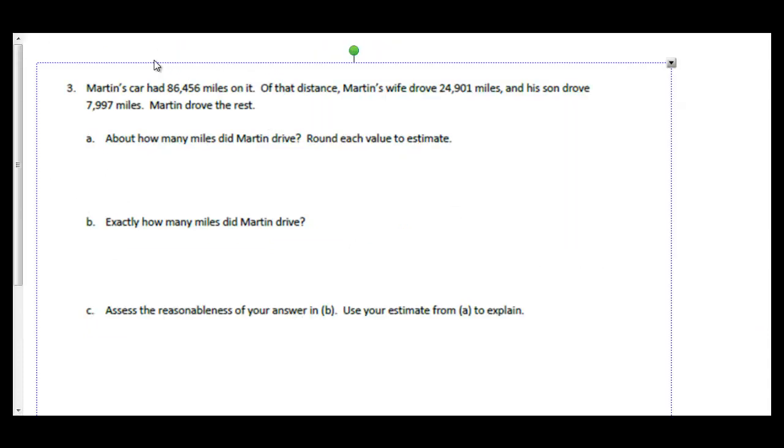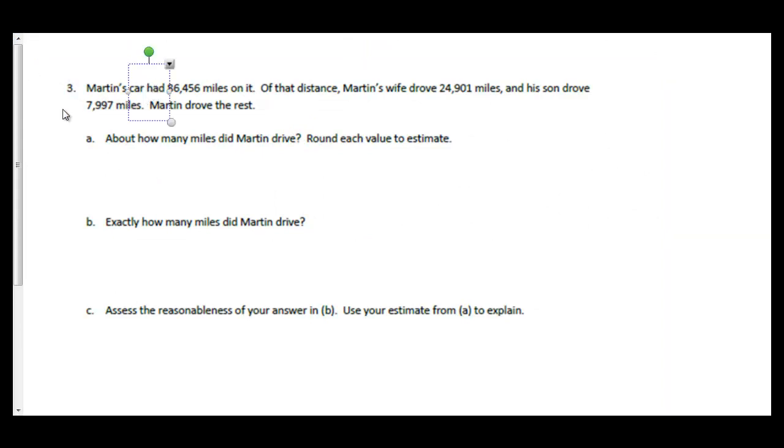All right, so let's take a look at 3. Martin's car had 86,456 miles on it. Of that distance, Martin's wife drove 24,901 miles, and his son drove 7,997 miles. Martin drove the rest. Okay, so let's take a look at this. All right, so we've got a tape diagram here.